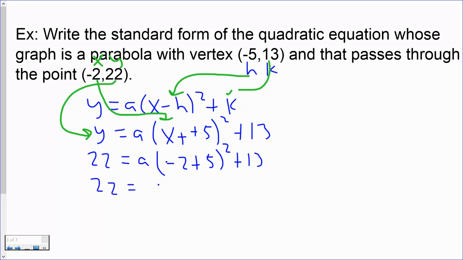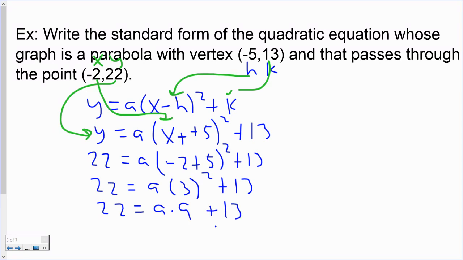So 22 equals a. If I add these two numbers in the parentheses, -2 plus 5, that'll give me a 3. So then I get 3 squared plus 13. 22 equals a times 3 squared, which is 9, and then plus 13.